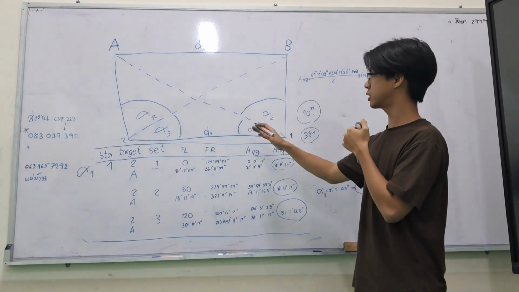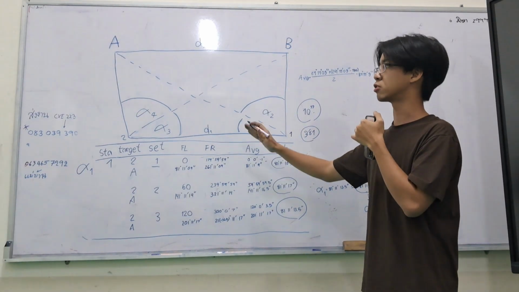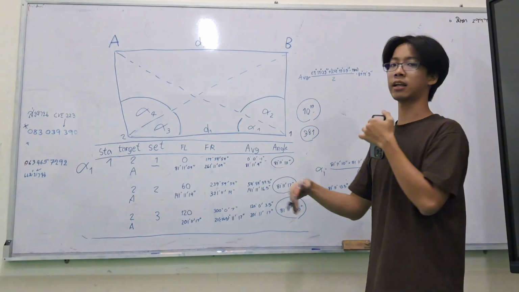We need to do this procedure 4 times, alpha 1, alpha 2, alpha 3, alpha 4, to get every angle data for further calculation. So today we've got to do the direction angle measurement.